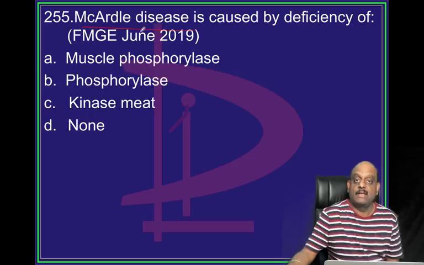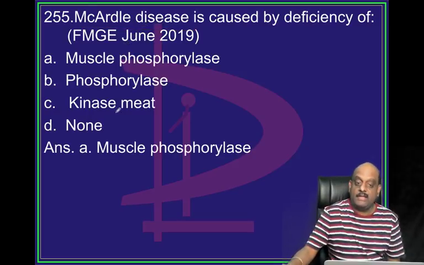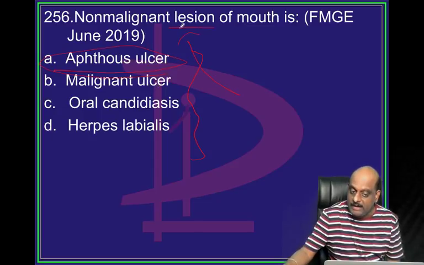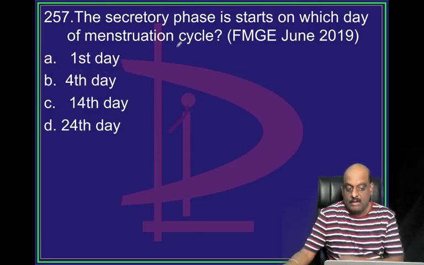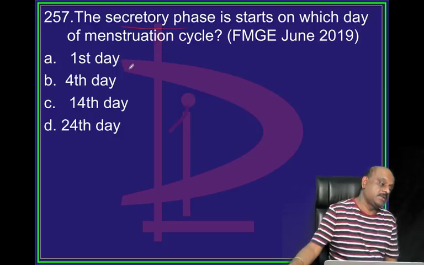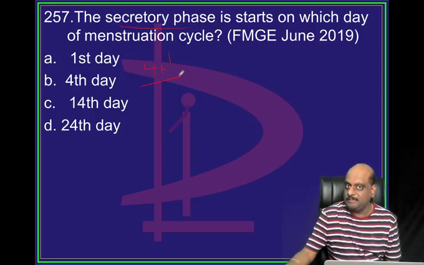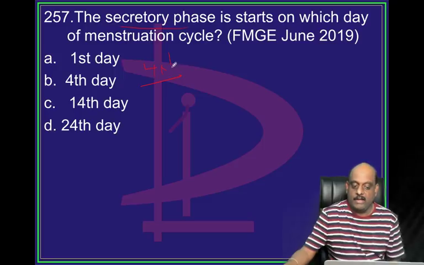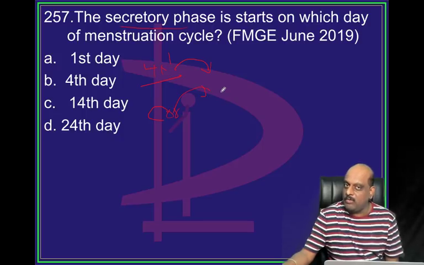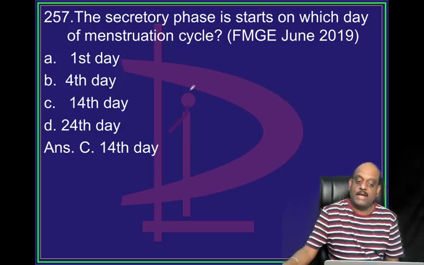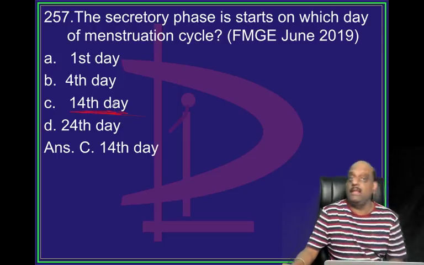Now doctor, McArdle's disease is caused by what? It is the deficiency of muscle phosphorylase. Among all these, aphthous ulcer is considered to be a non-malignant lesion of the mouth. The secretory phase in the menstrual cycle, when does it start, doctor? Typically by the 14th day ovulation occurs. And post ovulation, the corpus luteum is producing abundant amount of progesterone, right? So that leads to all the secretory changes which start from the 14th day, as all of you know very well.